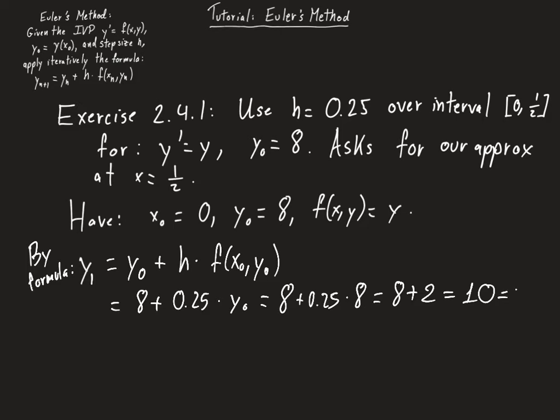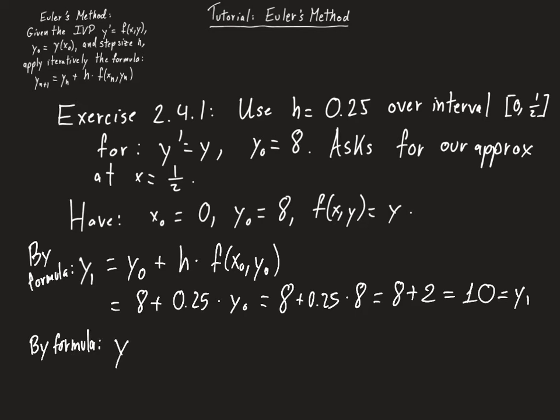All right, we've gotten our first approximation point. This is our y1, of course, our approximation at the value of x being 0.25. What this problem is asking for is our approximation at x is equal to 1/2. So we need to do this once more. So again, by formula.